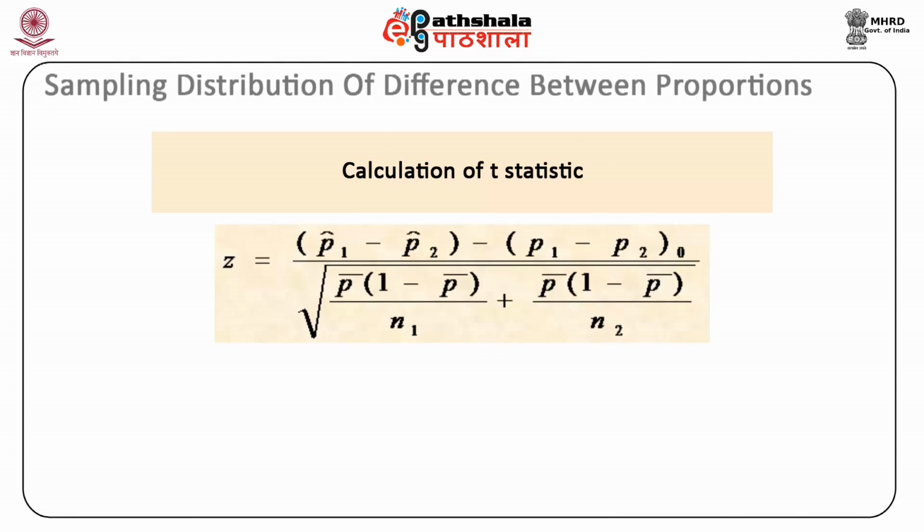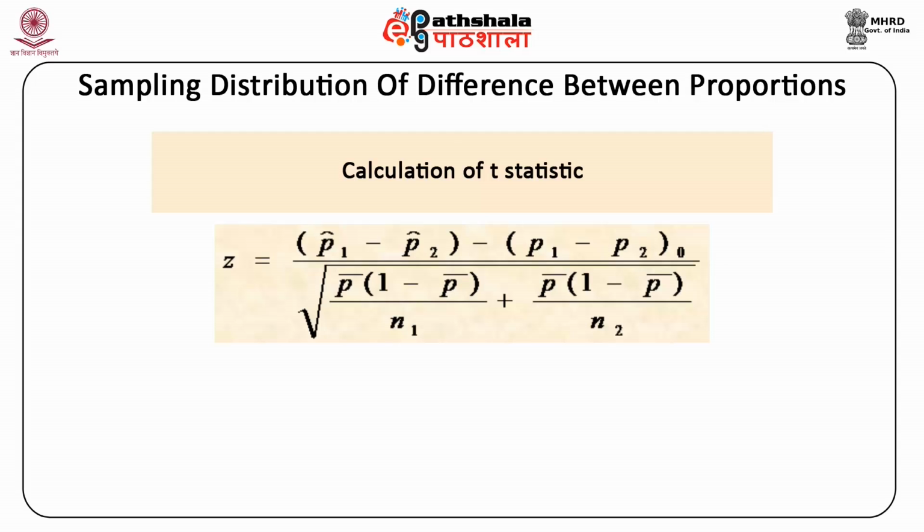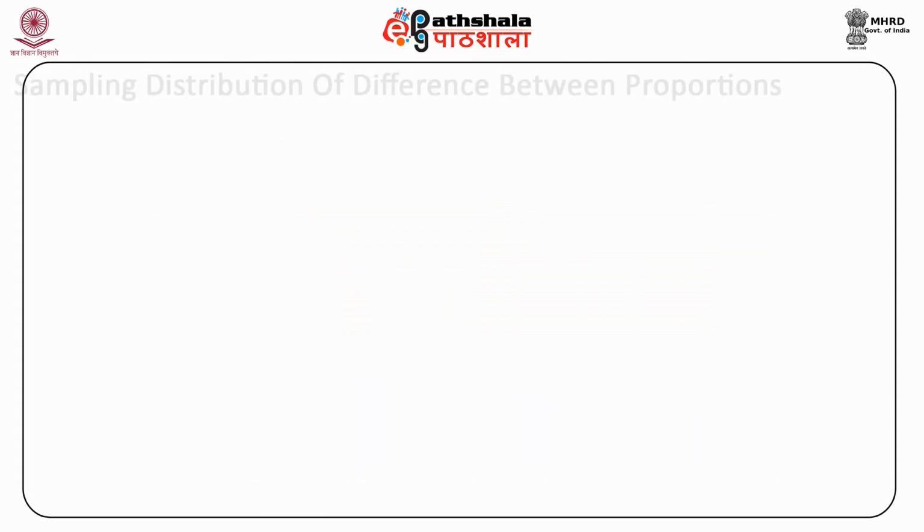Moving on to the calculation of the test statistic. Z, which is equal to (P1 hat minus P2 hat minus (P1 minus P2) naught) upon the square root of P bar into (1 minus P bar) upon N1 plus P bar into (1 minus P bar) upon N2, which is equal to 0.4364 minus 0.2614 minus 0 upon the square root of 0.2491 into 0.7059 divided by 55 plus 0.2491 into 0.7059 divided by 149, which is equal to 2.71.